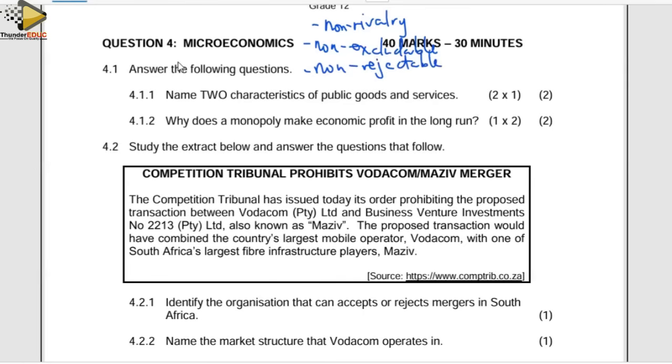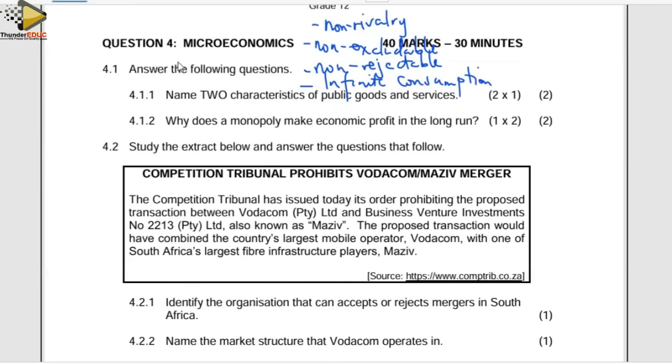Then when we are looking at non-rejectable, we are saying no one can decline the consumption of public goods. For example, police protection. The police are there to protect everyone, whether you like it or you don't like it. It's their duty to do such. Or national defense is there to protect everyone. You cannot reject protection from the national army. They're non-rejectable. And also, they are infinite in consumption, which means we can consume for as long as we are alive. Right. Those are some of the features.